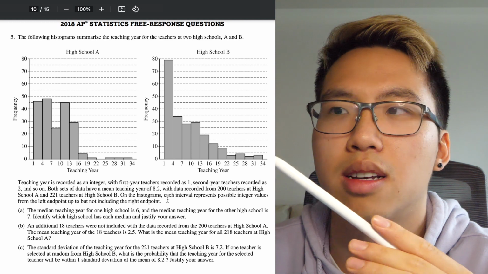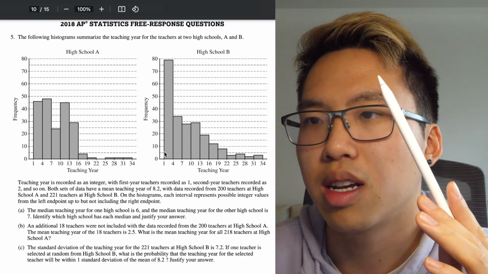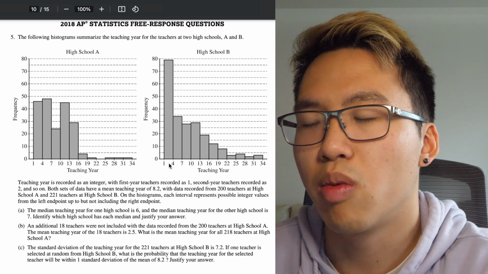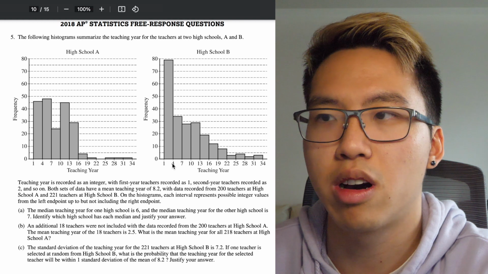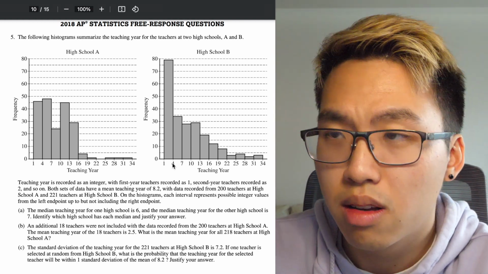So that means, for example, this bar here goes from the first year of teaching all the way up to the beginning of the 4th year, but not including the 4th year. Okay, so the first question asks, the median teaching year for one high school is 6 and the median teaching year for the other high school is 7. Identify which high school has each median and justify your answer.